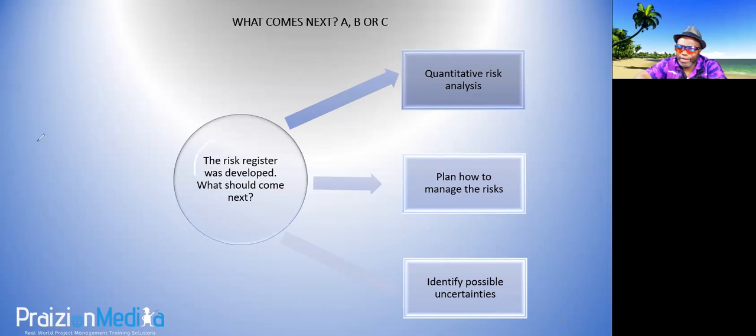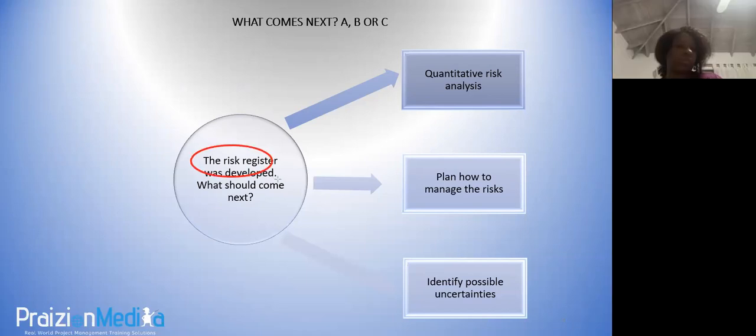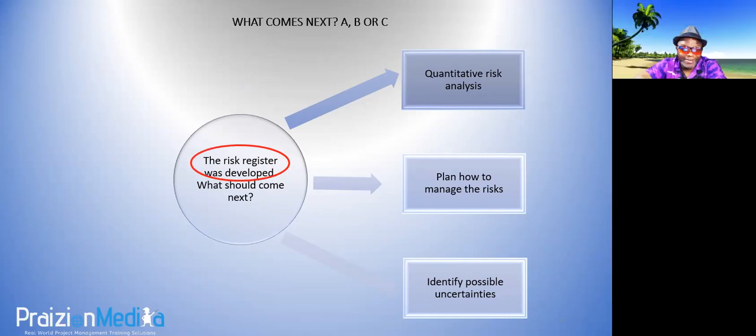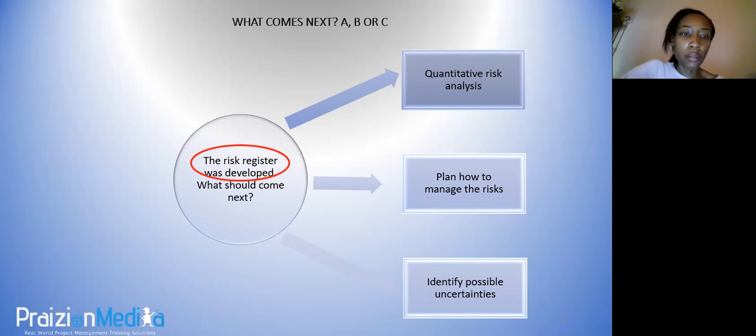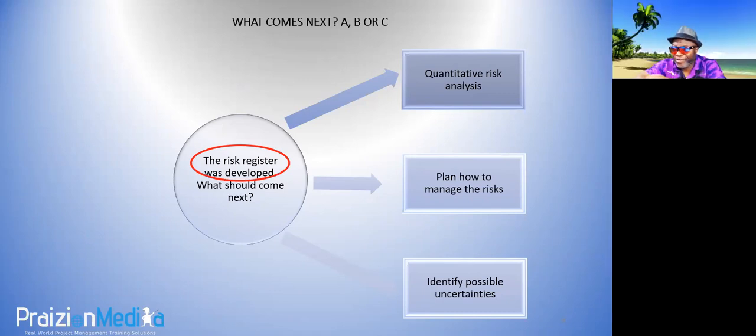The risk register was developed. In which process do we develop the risk register? Yep. Planning. Identify risk. In the planning process group, or which specific process? Identify risk. So which one of these options is redundant?